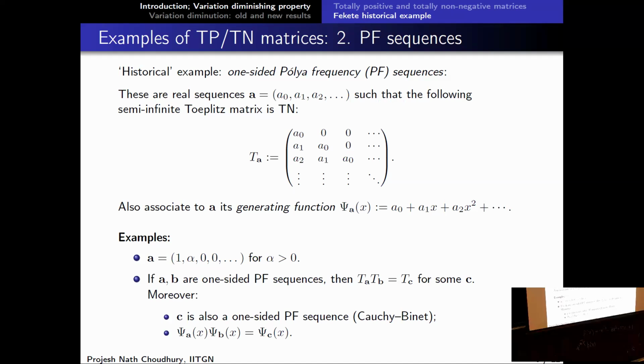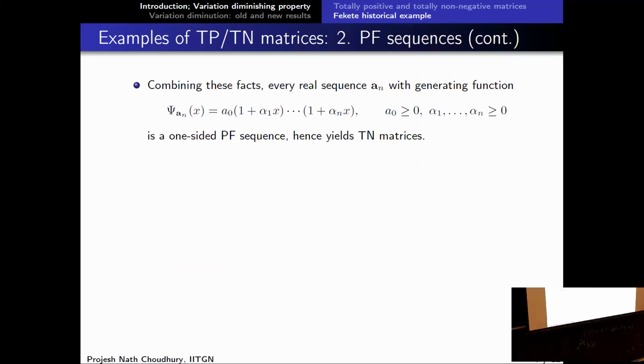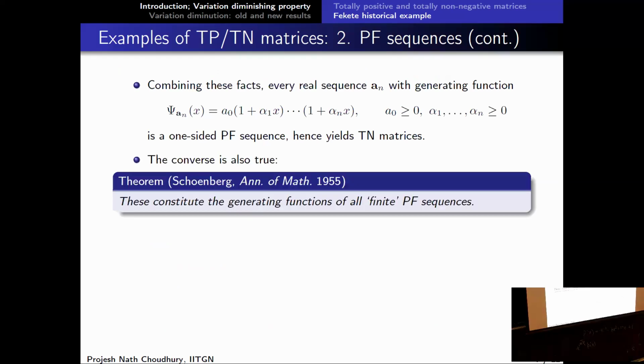Now, combining all these facts, every real sequence with these generating functions gives a finite one-sided PF sequence, and their corresponding Toeplitz matrices are totally non-negative. Now the question is whether there exists any other finite one-sided PF sequence. And remarkably, there are no others. This was a result by Schoenberg in 1955.